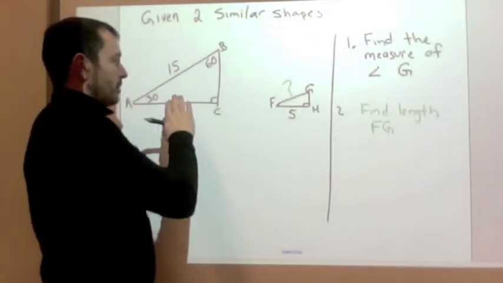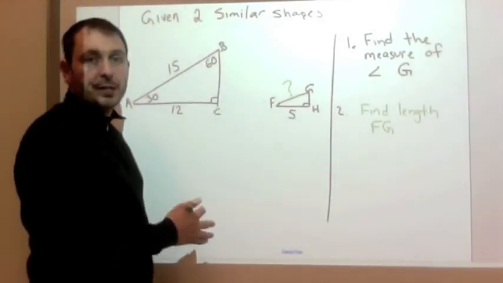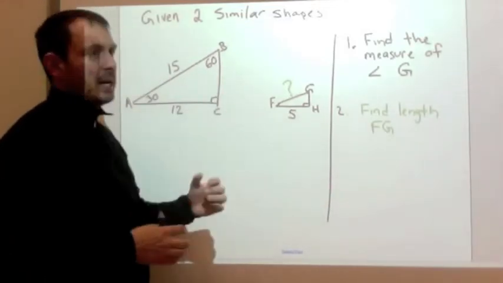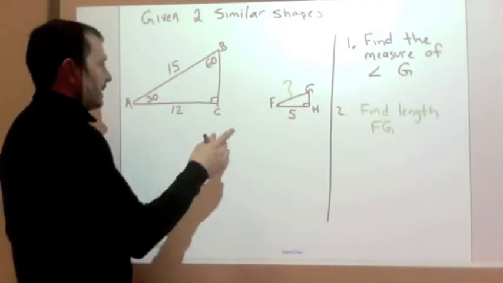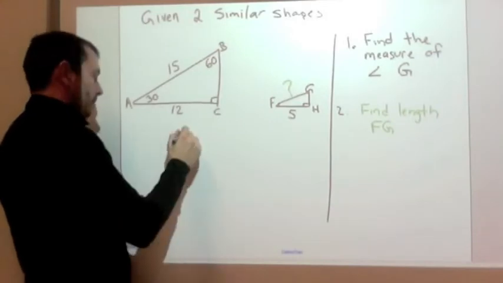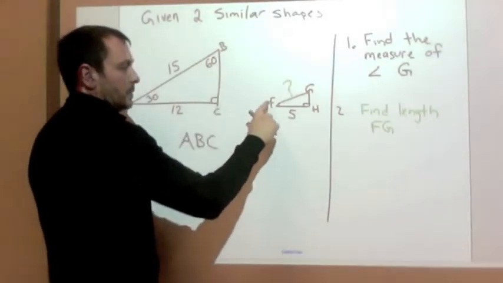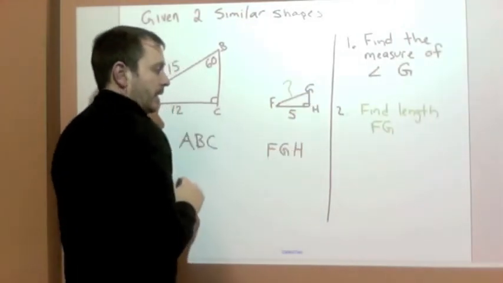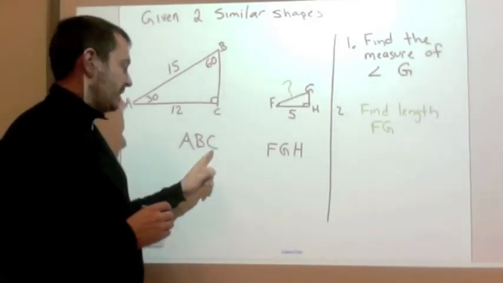Given two similar shapes, so we've got two similar triangles, and it says they're similar, so they are. And similar means all of their corresponding angles will be equal, and the corresponding sides will all contain a certain ratio. So first, let's name them. Let's name this one this way. So this is A, B, C. Then this one is F, G, H. Now, A corresponds to F, B corresponds to G, C corresponds to H.